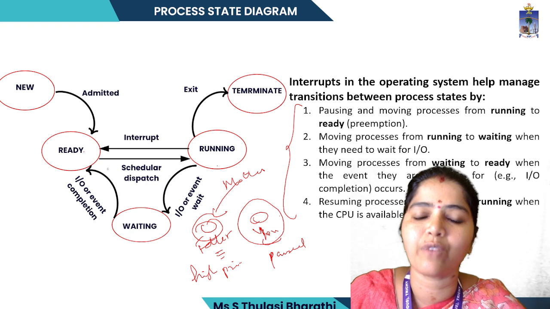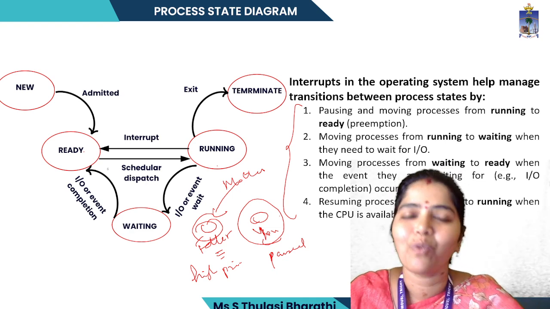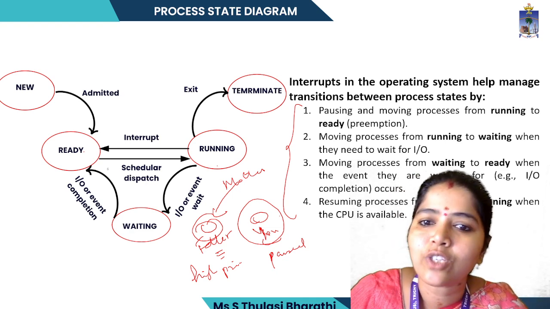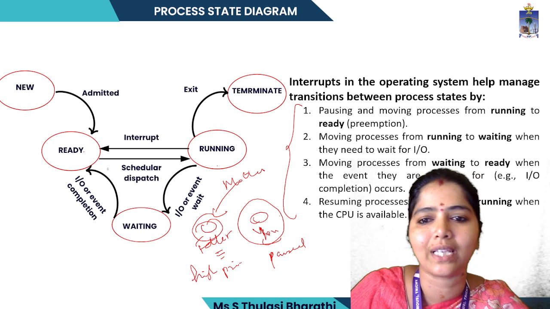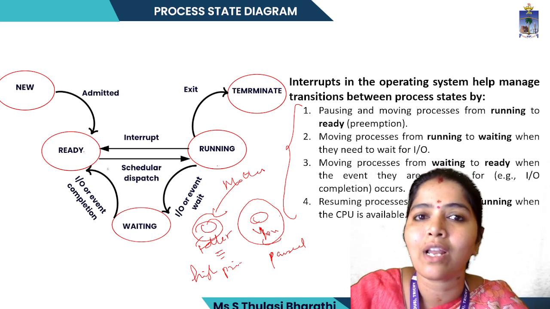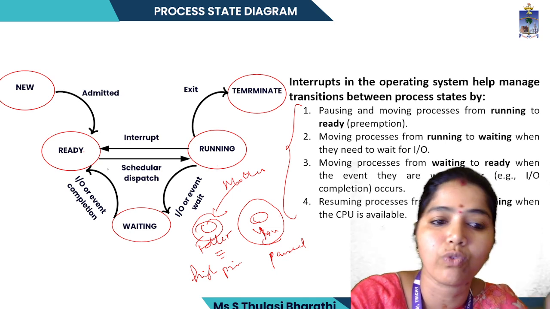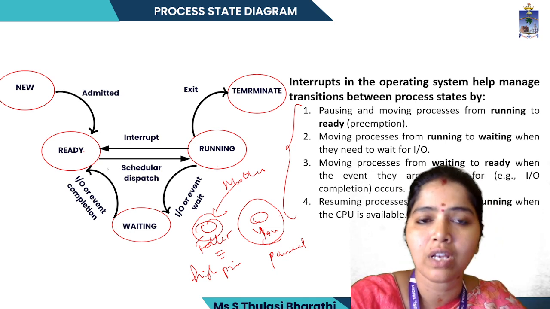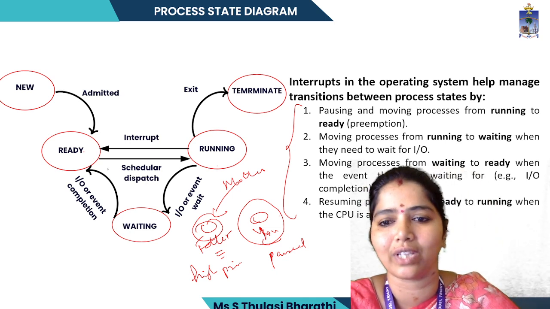Sometimes, if you want to wait for the next food to come, what will you do? You will wait here. So the moving of a process from running to waiting state is the second case. And what happens next? Moving a process from waiting to ready state. As I received my food, now again I execute the instructions.